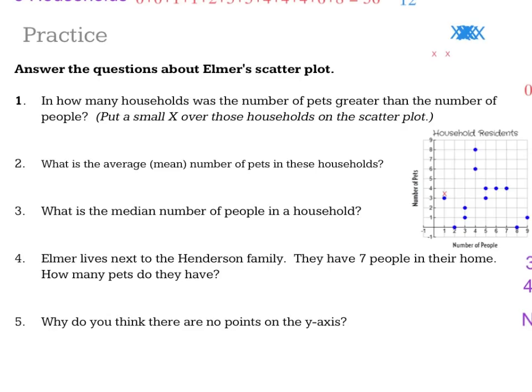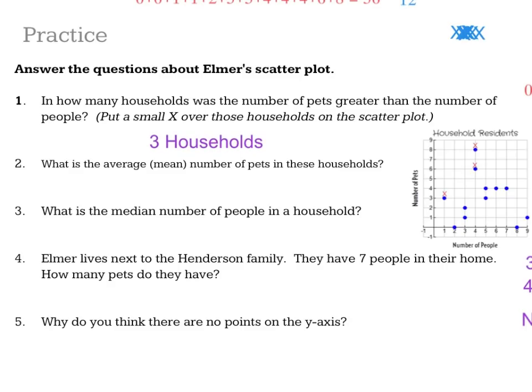The next time I've got 2 people in the house but no pets, so that doesn't work. I've got 3 people in the house and they've got 1 pet, 2 pets, that doesn't work. Then I've got 4 people in the house but they've got 6 pets, that's more than 4. Again, I've got 4 people in the house and they've got 8 pets, that's way more. Then I've got 5 people in the house, they've got 3 and 4, that doesn't work. 6 people in the house with 4 pets, 7 people in the house with 4 pets, 8 people in the house with no pets, and then 9 people in one house with 1 pet. So none of those get an X. How many households is that I put X's over? Looks like 3, so I'm going to write 3 households.